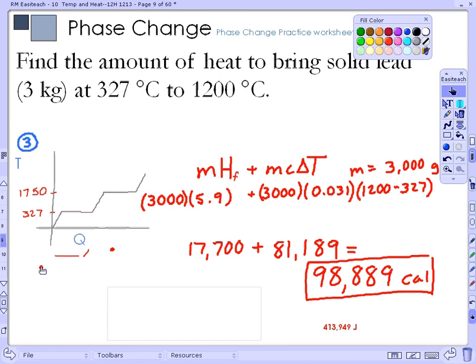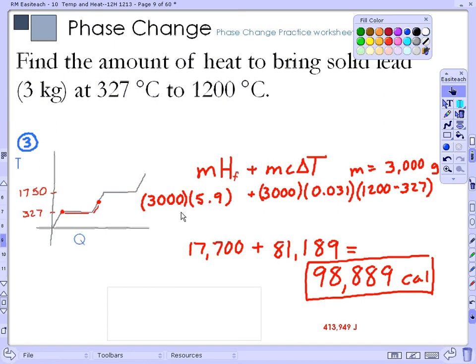So now it says it begins as solid lead at 327. Well, lead can be at 327 anywhere in here, but it says solid. That means it's all solid. So I'm starting there, and then I'm bringing it up to 1200 degrees Celsius. Now, not all the way up to 1750, but somewhere in the middle of here. So I have 2 segments of this graph. There's this segment here, and there's this segment here.